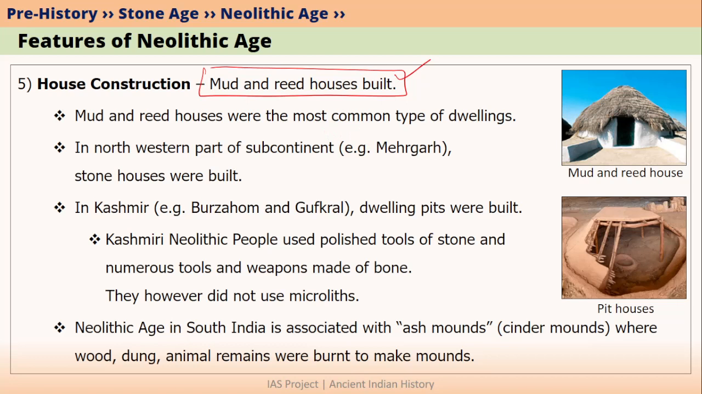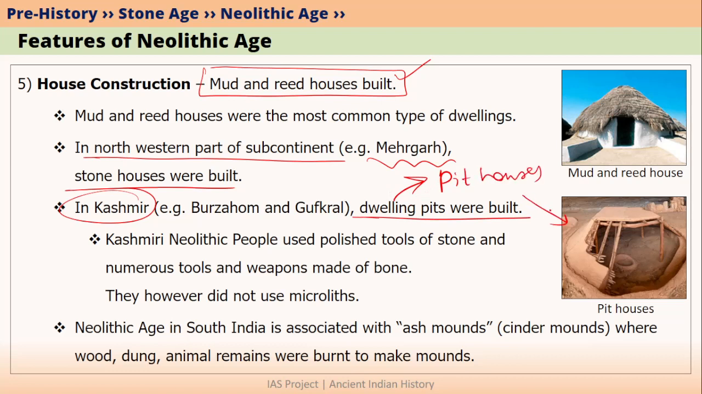However, depending on the region, house building technology was also different. For example, in the case of northwestern part of subcontinent, that is in Mehrgarh, stone houses were built. If we talk about Kashmir, then dwelling pits were built here. Dwelling pits are nothing but pit houses. You can see here, pit houses generally were built underground like this.